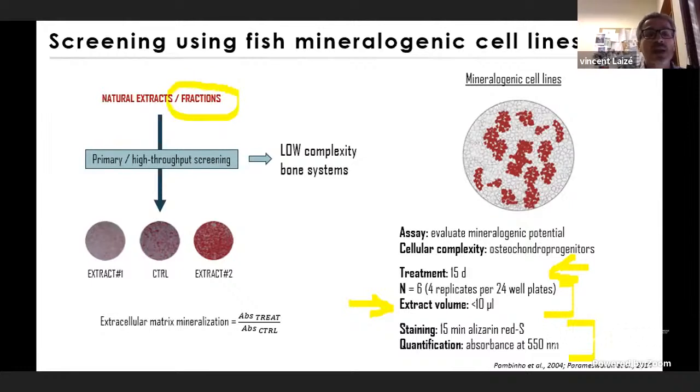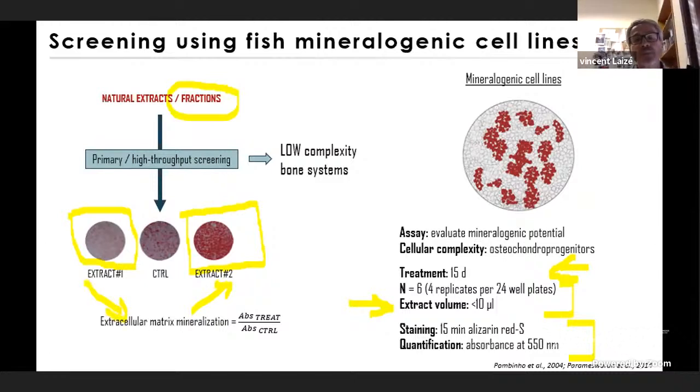So after 2 weeks, this is a picture of mineralized culture. You have here the control, and then you have one extract that will be increasing the mineralization of the extracellular matrix, so a pro-mineralogenic extract, and some extract that will decrease the mineralization of the extracellular matrix, and of course some extract that have no effect. But what we are interested in is either the extract that will increase the mineralization or the extract that could decrease the mineralization.